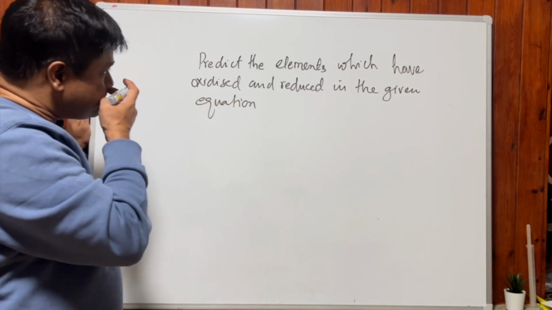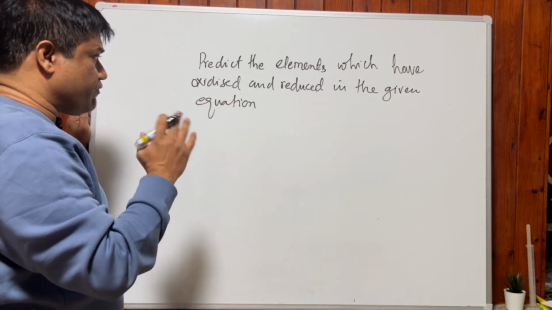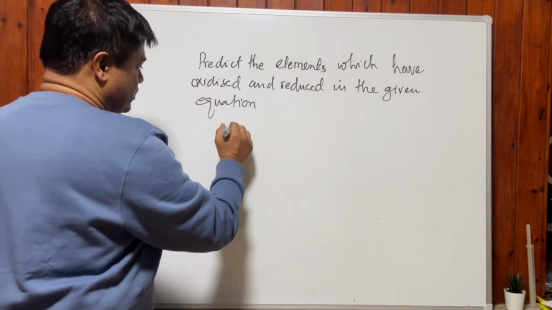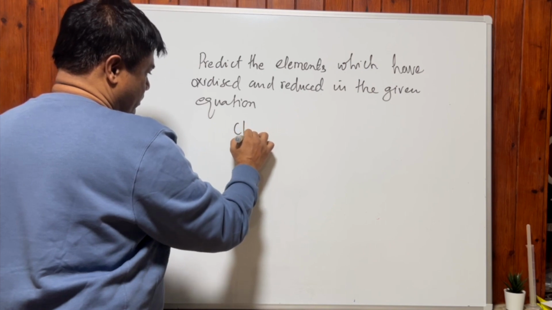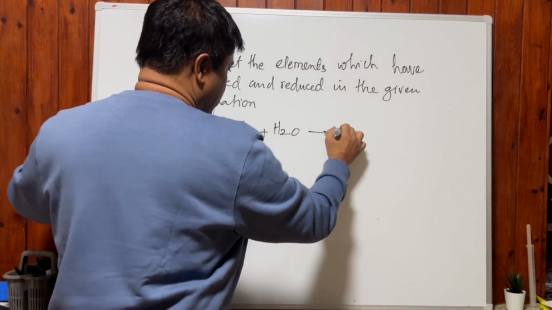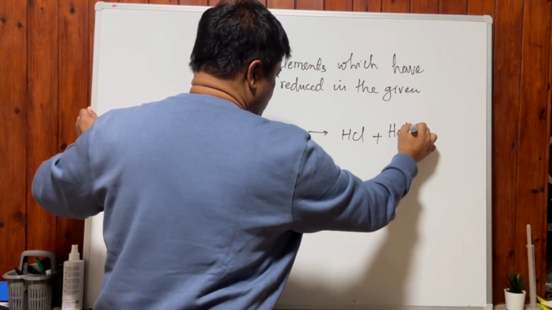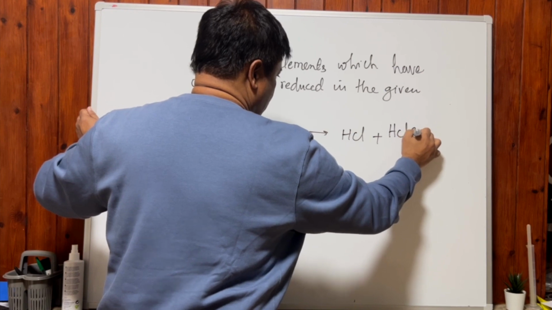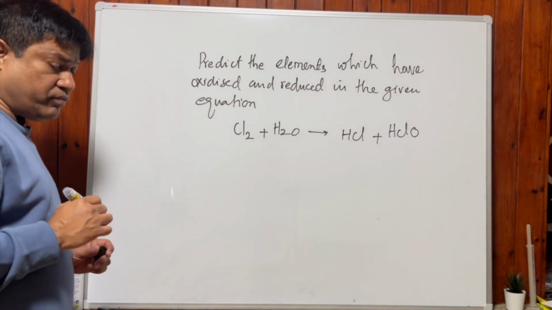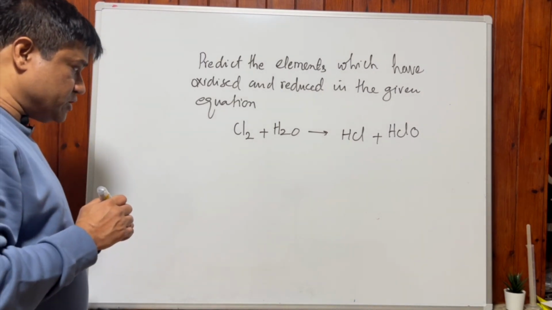Look at the question. Predict the elements which have been oxidized and reduced in the given equation. So chlorine, when it reacts with the water molecule, what are we getting? We're getting HCl plus HClO, or HOCl, same thing, the bleach. Now we have to see which element gets oxidized and which gets reduced.